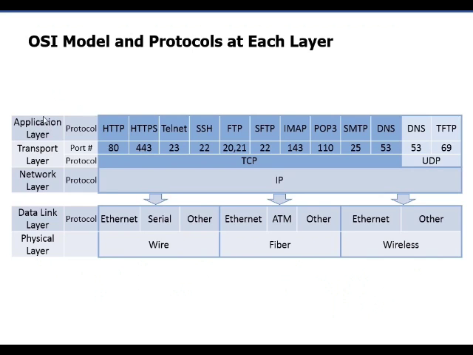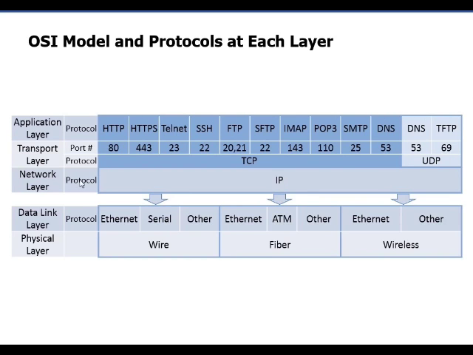So up at the top layer here we have the application layer, and we have HTTP and HTTPS for web, Telnet and SSH for remote access, FTP and SFTP for file transfer, and you'll notice TFTP is actually way on the end here, and I'll explain that in a moment. We have IMAP, POP3, and SMTP for email, and DNS for domain name service, and you'll notice that DNS actually fits in two categories here as well.